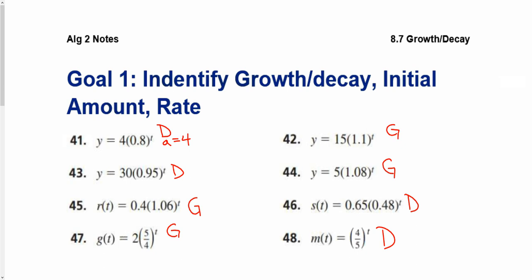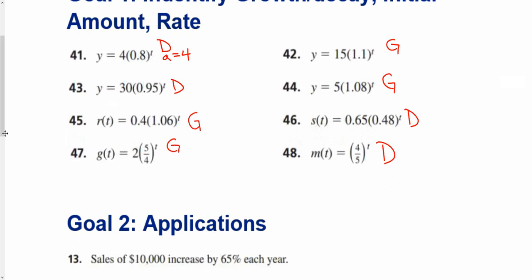Oh, these are all easy. Well, you know what? Let's talk about 48 then. What's the initial amount in 48? Yeah, so the initial amount is always found in front of the parentheses, right? If it's blank, it's a 1. So that means our initial amount is just 1.